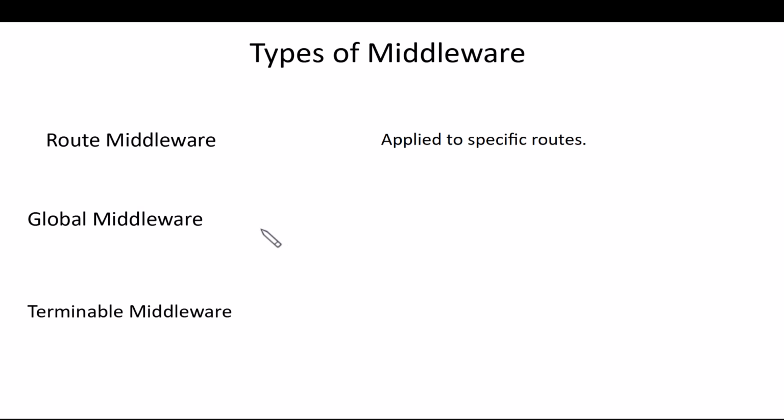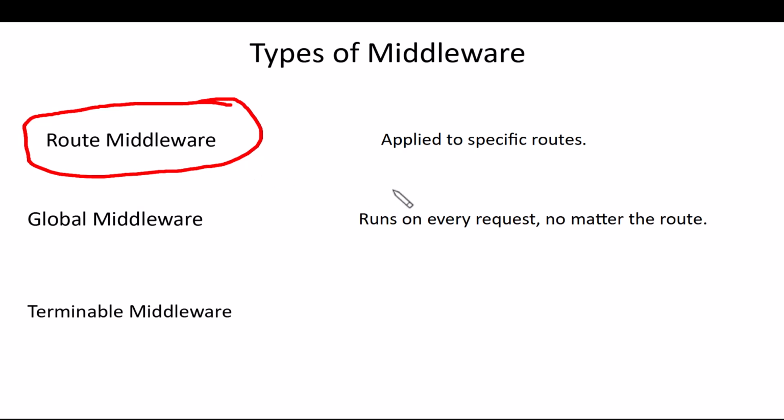The route middleware is applied to a specific route. For example, we want to create two dashboards, one for the students and one for the teachers. Then we will protect those routes, those dashboards, using the route middleware. The global middleware runs on every request, no matter the route. So for any request that any person makes, the middleware will run.